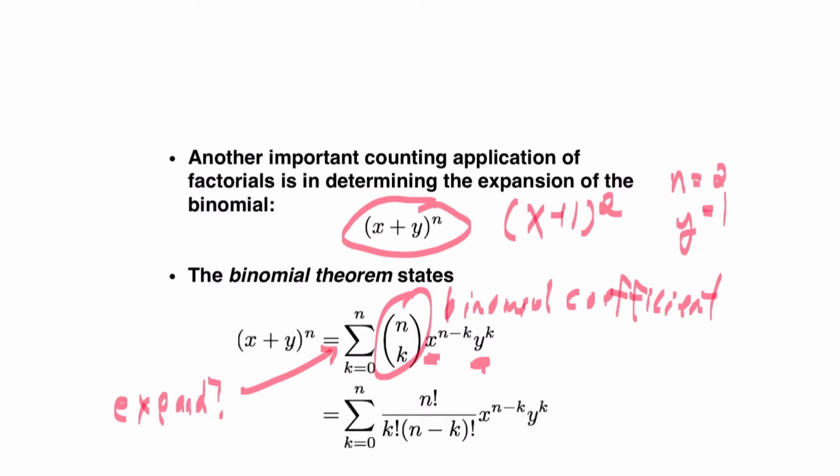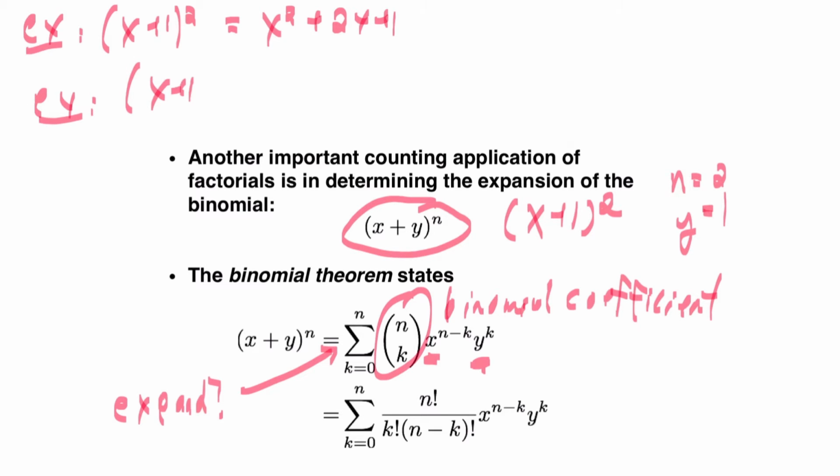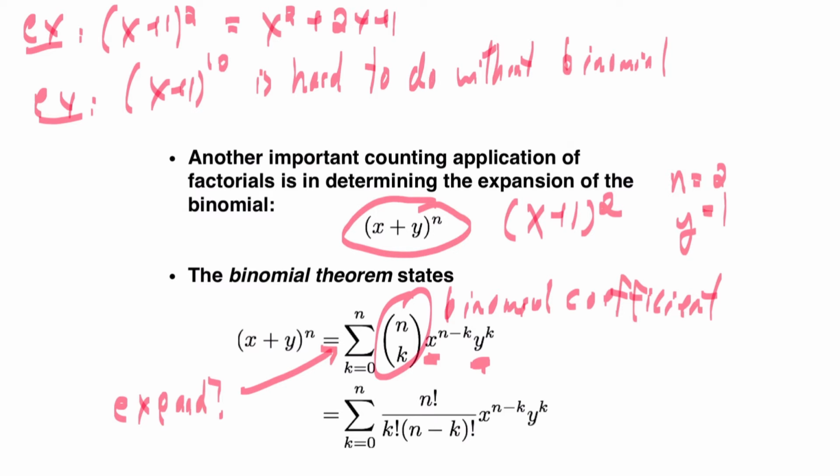So to see why this is useful, let's just look at a couple examples. x plus 1 squared we can do rather easily and get x squared plus 2x plus 1. How about x plus 1 to the 10th? I think you would be here for an awful long time if you tried to expand this out directly. So that is what this result is aimed for. It's aiming to address complicated polynomials like this and to try to expand them in a simple way.